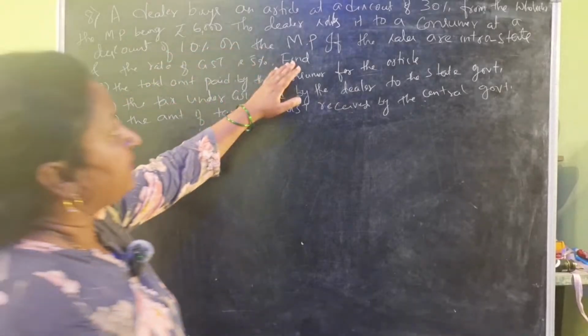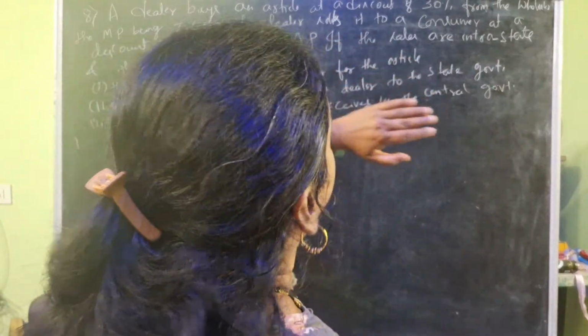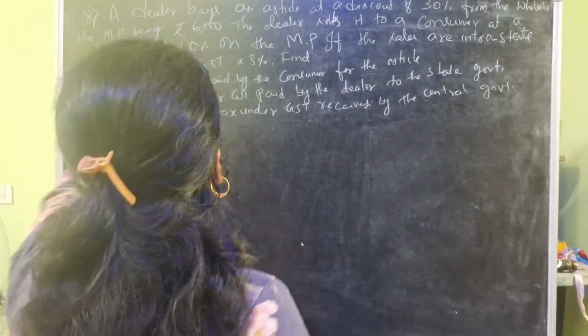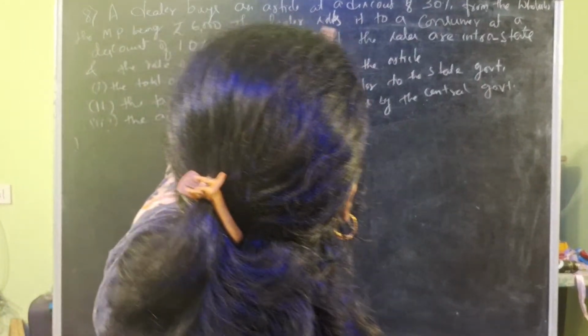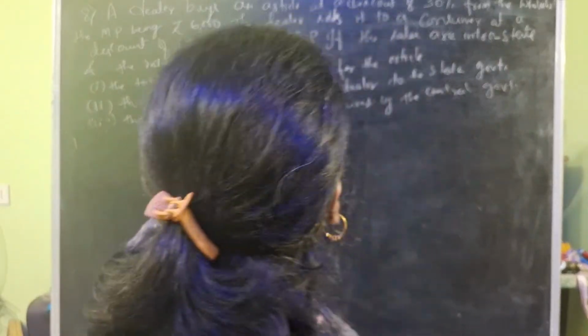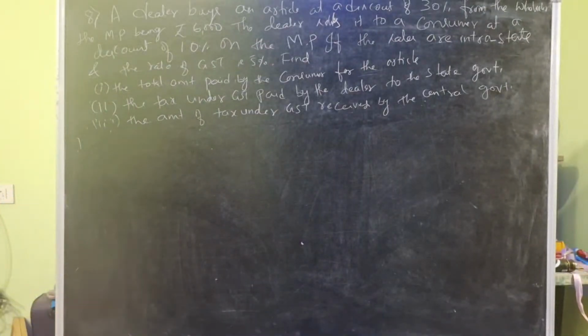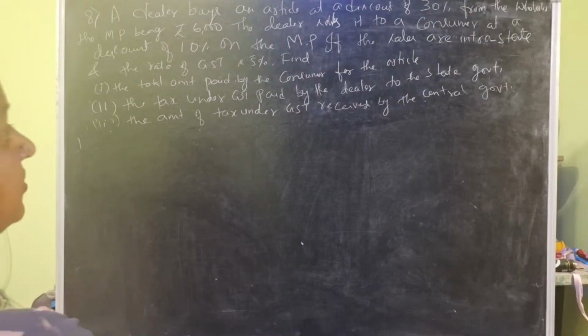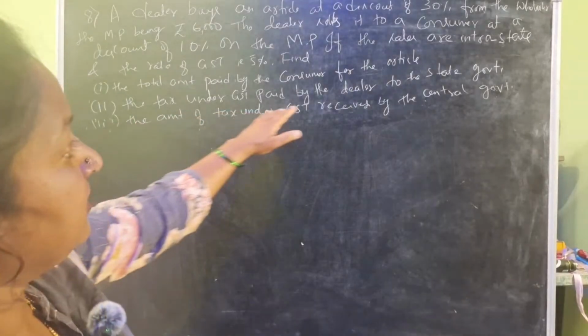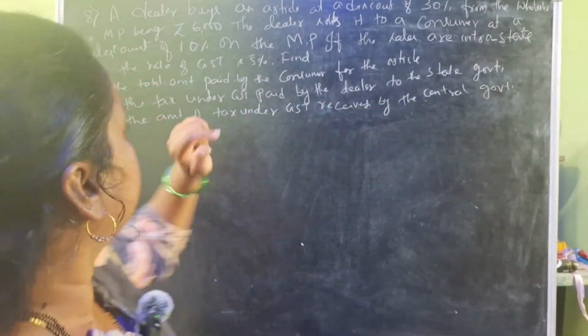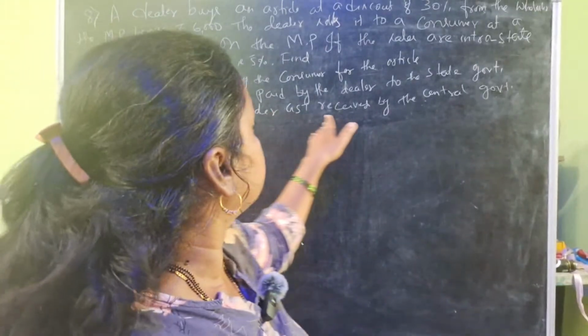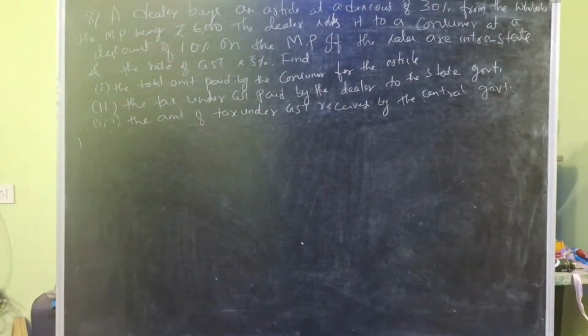A dealer buys an article at a discount of 30% from the wholesaler. The market price being 6,000. The dealer sells it to the consumer at a discount of 10% on the market price. If the sales are intrastate and the rate of GST is 5%, find the total amount paid by the consumer for the article. The tax under GST paid by the dealer to the state government, and the third question is the amount of tax under GST received by the central government.